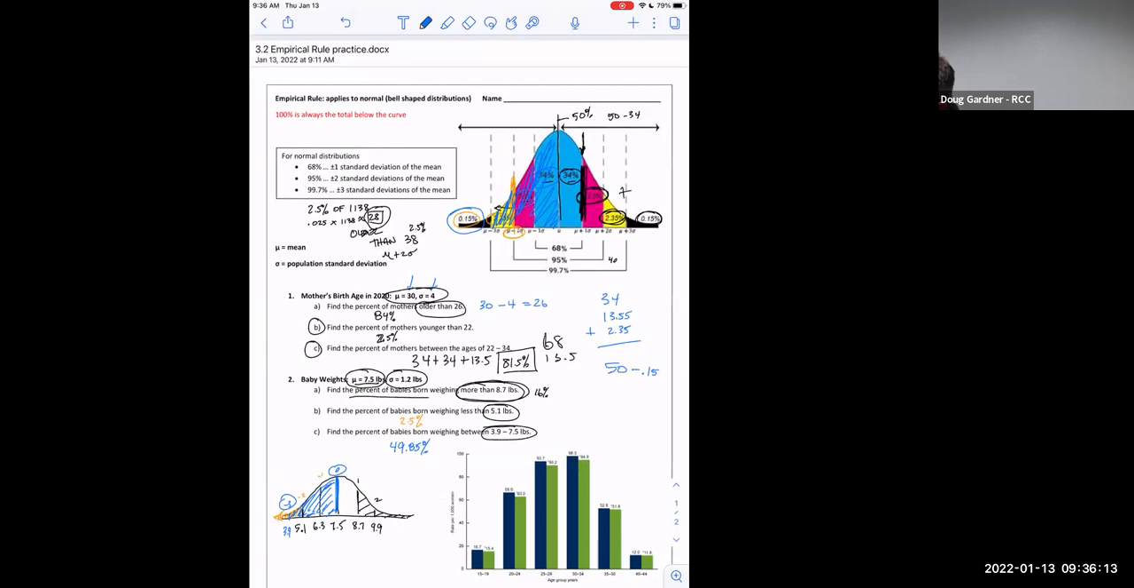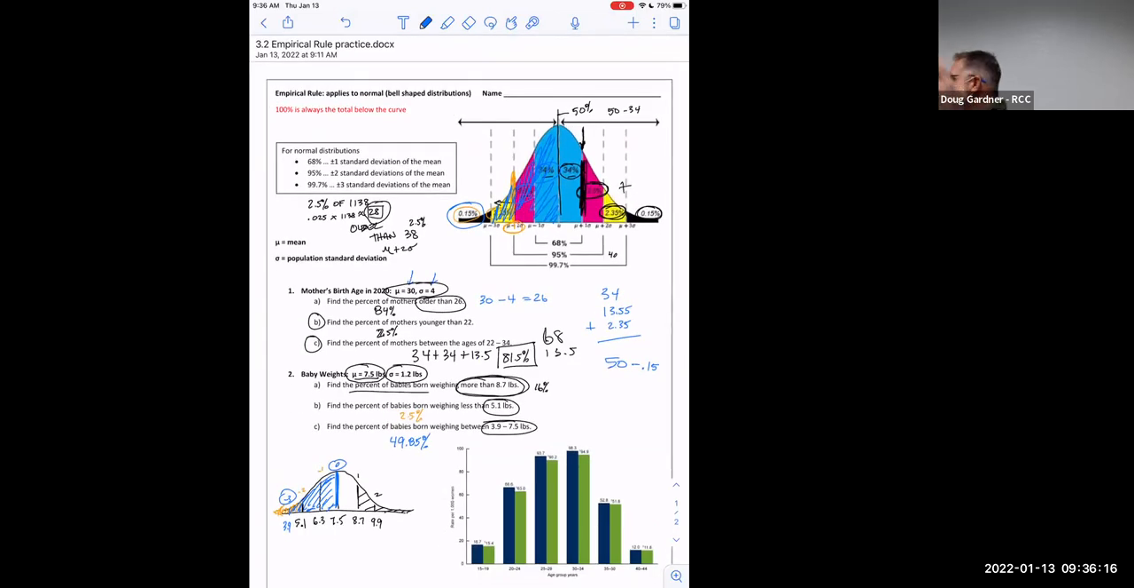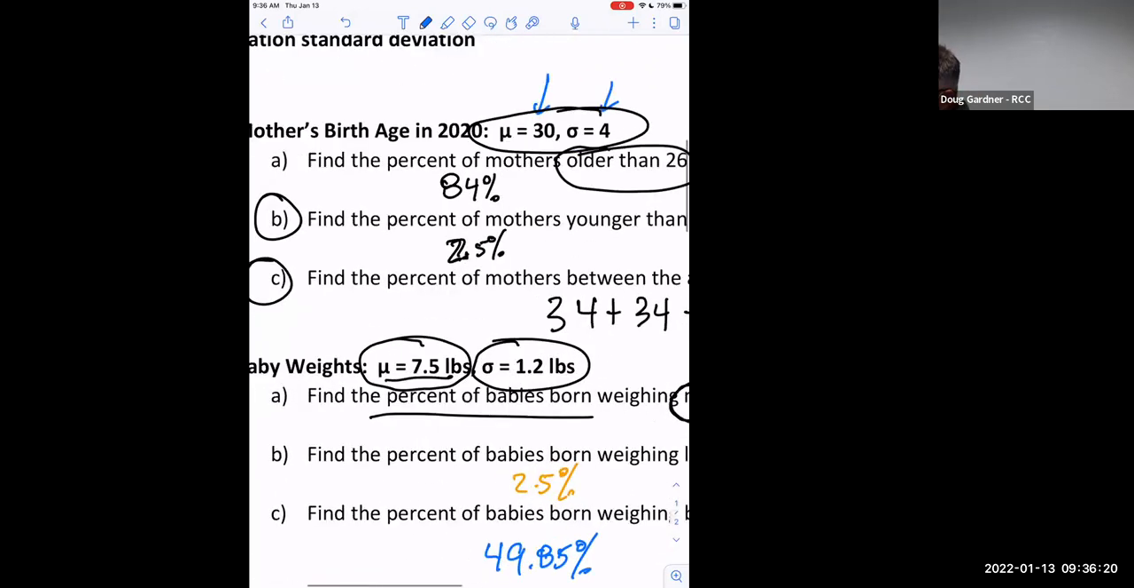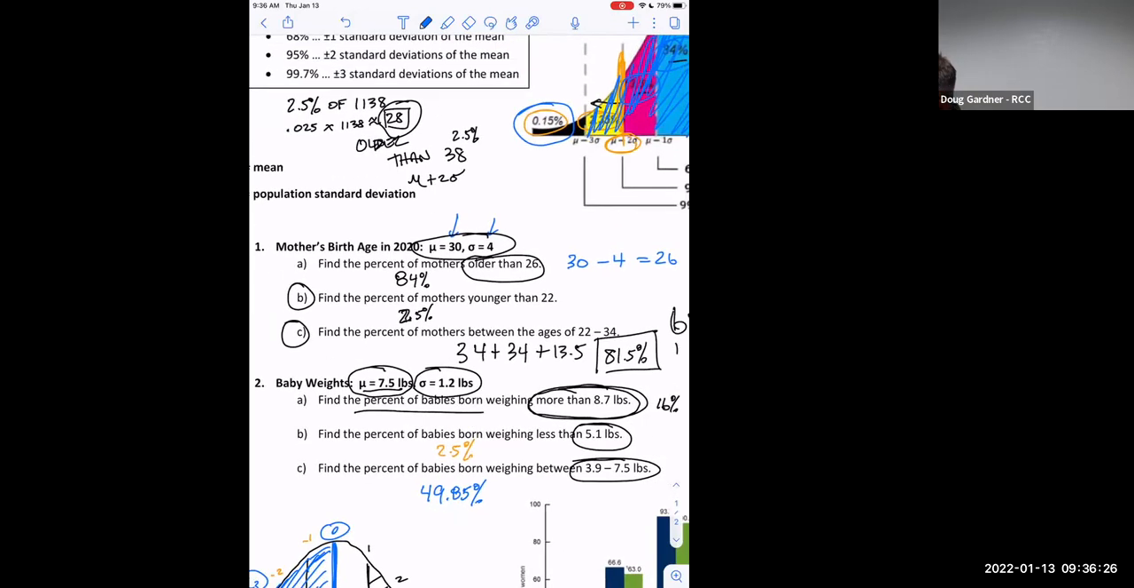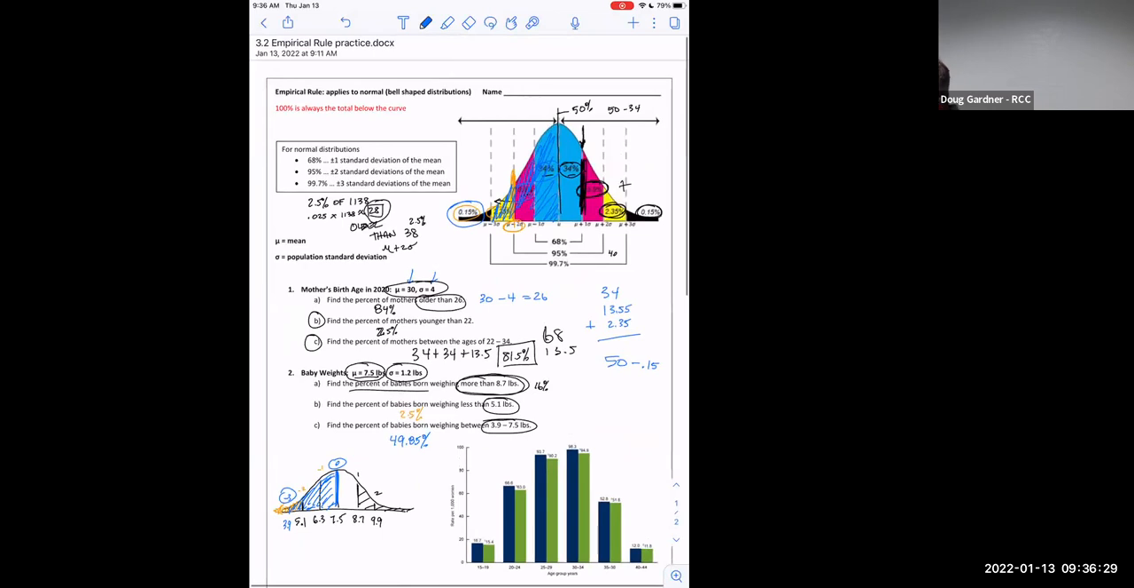So the power of this is in predicting the future and the fact that it works in every circumstance. It works for mothers' birth ages. It works for baby weights. It works for shoe sizes. This is a pretty powerful predictive tool. That's what's so cool about this. So you'll see a number of your questions in your assignment.